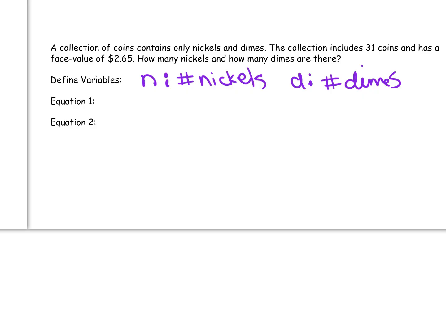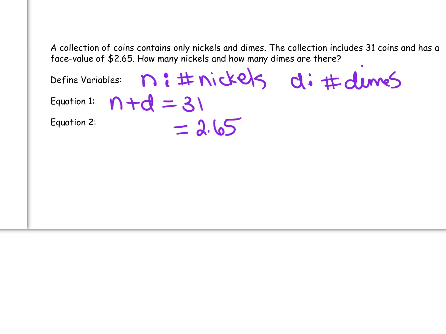So then for equation one, one of them has to do with the count and one of them has to do with the value. So what do we got? I'm going to say N plus D equals what? Okay, so that has to do with the count. The number of nickels plus the number of dimes equals 31 coins. Now what's equation 2? What's the other total they gave us? Okay, so this has to do with the value.